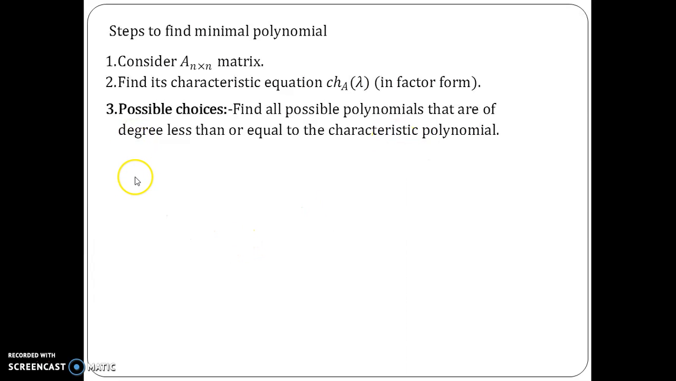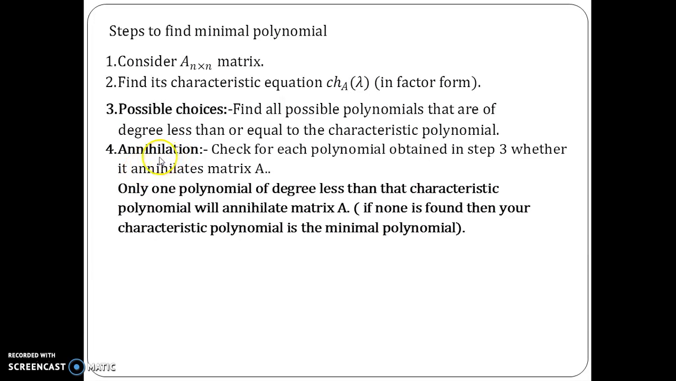The moment you list down all the possible choices, then comes the annihilation part. You have to check the annihilation for every possible polynomial that you have written. Only one polynomial of degree less than that of the characteristic polynomial will annihilate the matrix A. That is, only one of them will be the correct answer. If no answer is found, then the characteristic polynomial is the minimal polynomial.